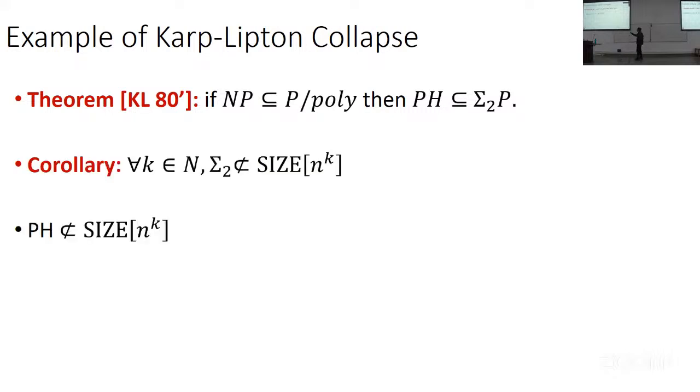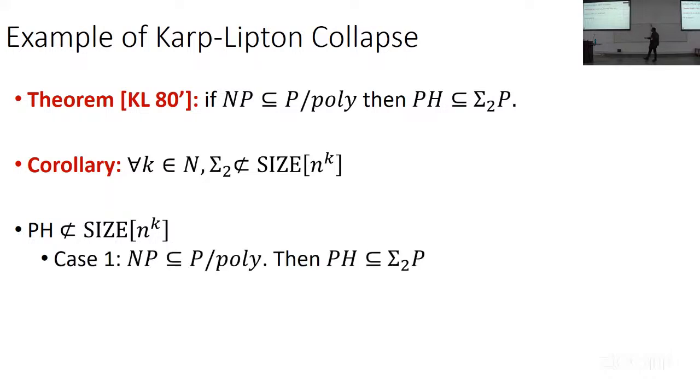It's very easy, right? We can just enumerate n circuits. So I want to show that for any k, the polynomial hierarchy has a function that's not contained in this size. I can just find this function, right? Because it's a fixed k, I just go to k plus 1, and I try all circuits of that size. So I have two cases here. The first is NP is contained in P/poly. Then the polynomial hierarchy collapses to sigma 2p. I already have one function in the polynomial hierarchy, so I get a circuit lower bound. Case 1, I'm happy.